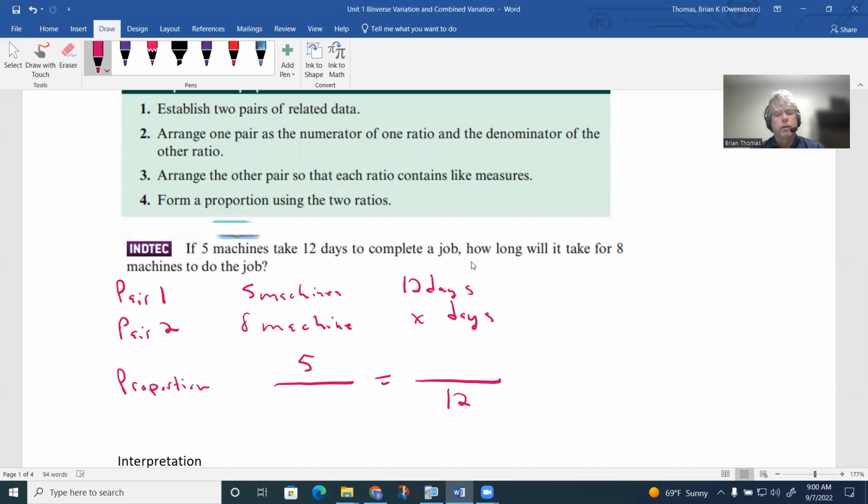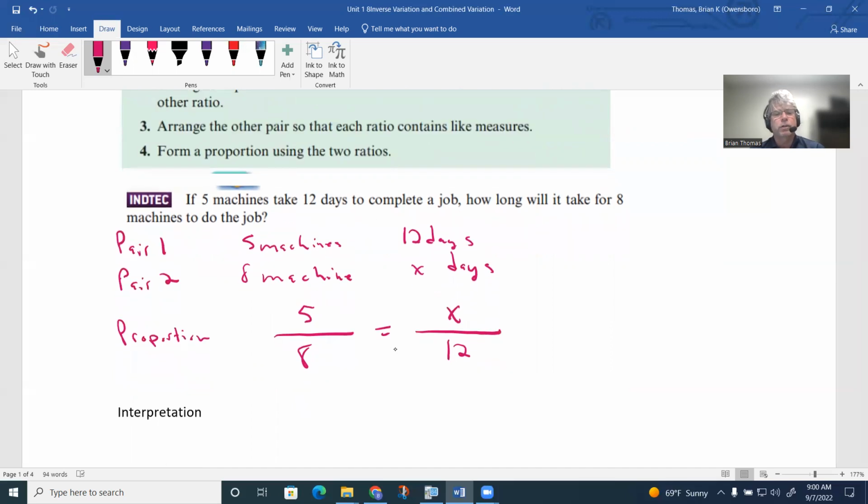Therefore, the 8 and the x will stay in the same direction. That's how I went machines to days. So the 8 is going to go here, and the x is going to go up here. Notice how when you create the proportion, the 5 and the 12 don't go straight across. They go across of each other. One's a numerator, one's a denominator. So if I want to solve this, I can cross multiply.